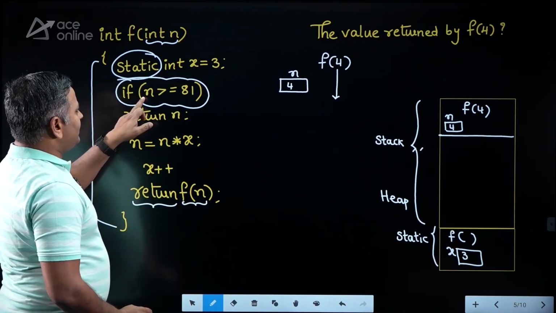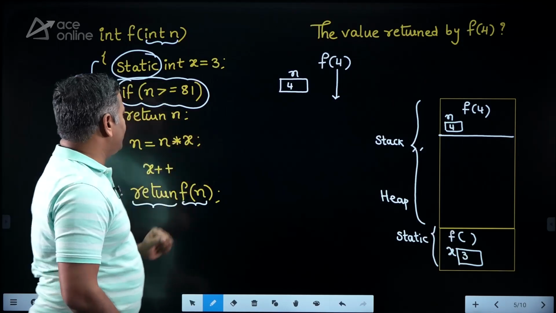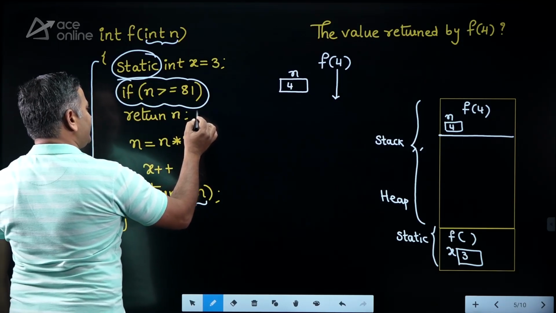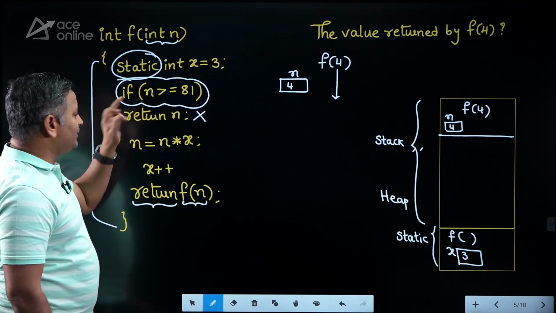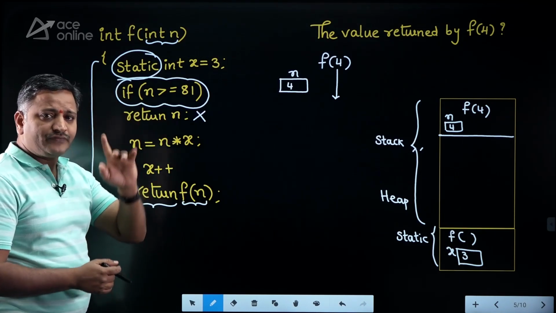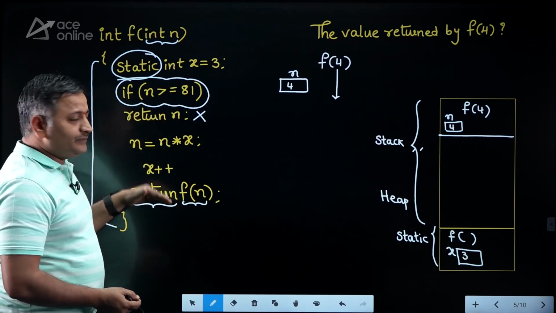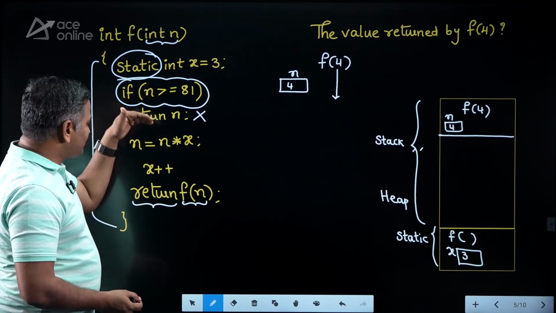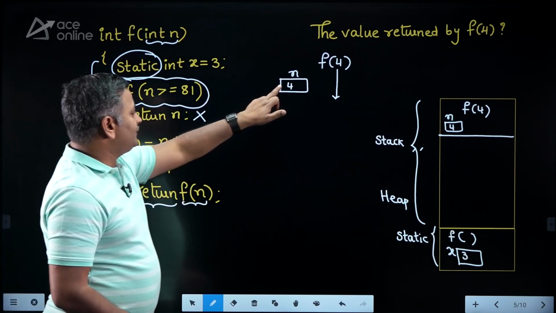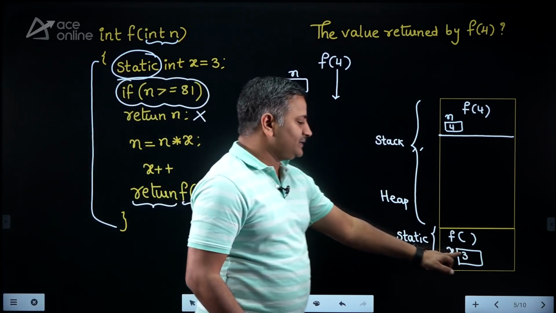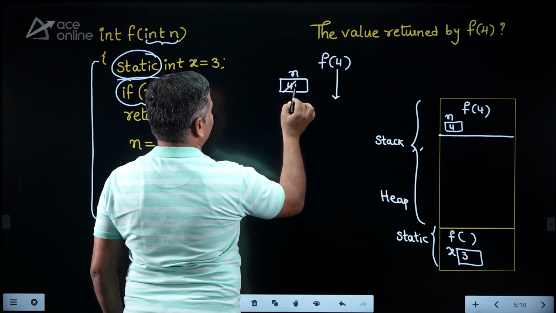Right, friends. Now check the condition n greater than or equal to 81. So 4 greater than or equal to 81 is false. The moment the condition is false, we can skip this line, because it is the only statement related to the if condition. Then the subsequent statement will be executed. So n equals n star x, n is 4 and x is 3, so 4 into 3 equals 12.